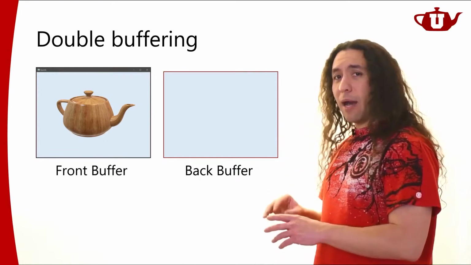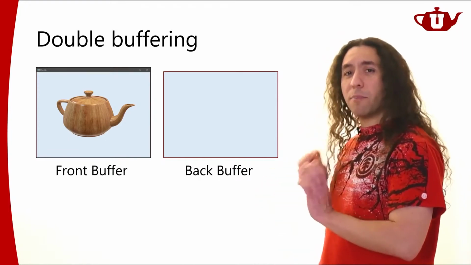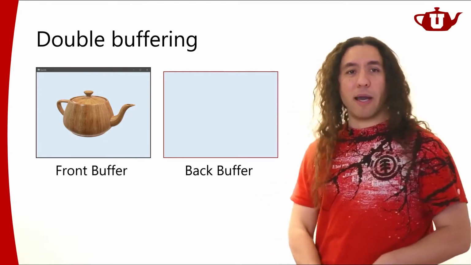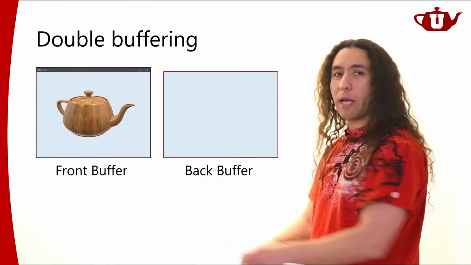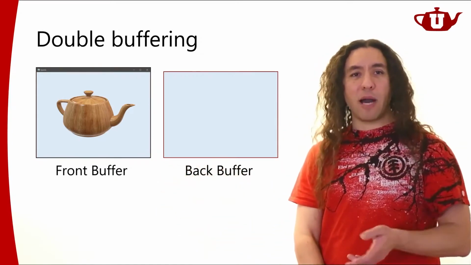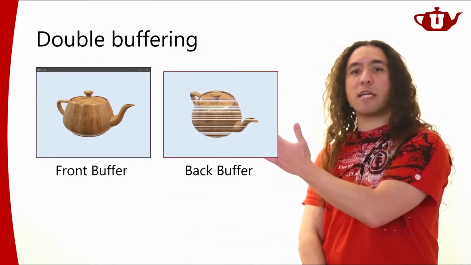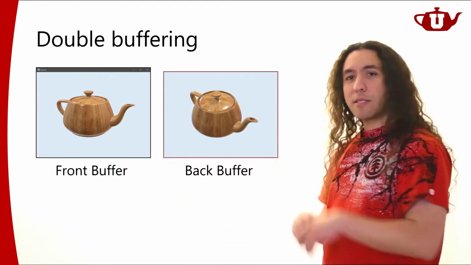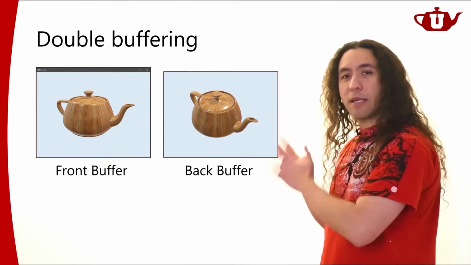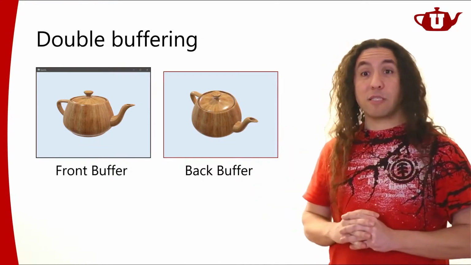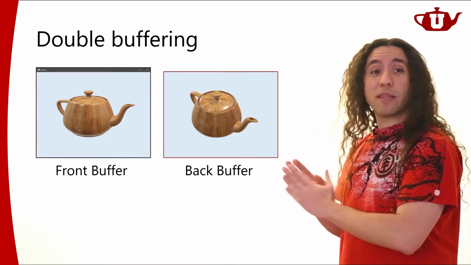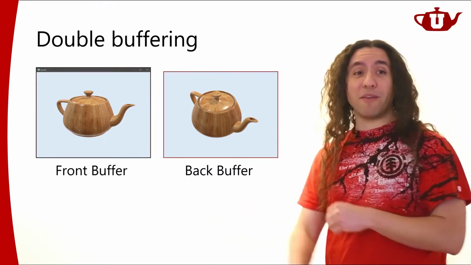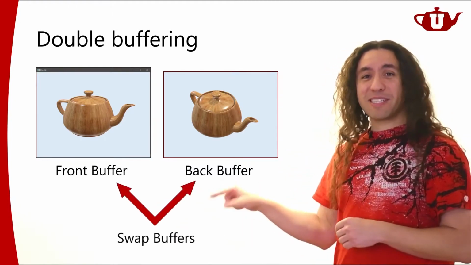Let's say that I'm going to take this back buffer, clear it, and then draw my object. Let's say that I took this teapot and rotated it around a little bit. In my next frame, I'm rendering this rotated teapot that looks like this. As I'm rendering it, I'm rendering it into this back buffer. Once I'm done rendering it, that's when I'm going to swap the buffers.